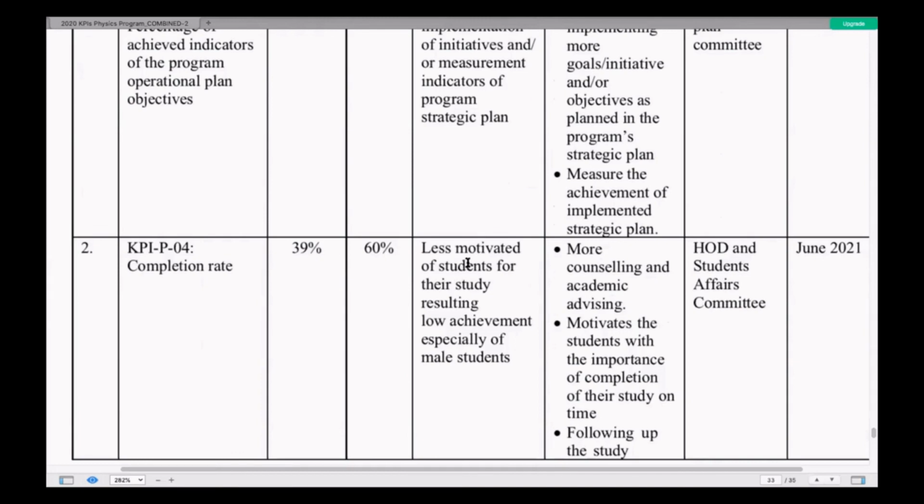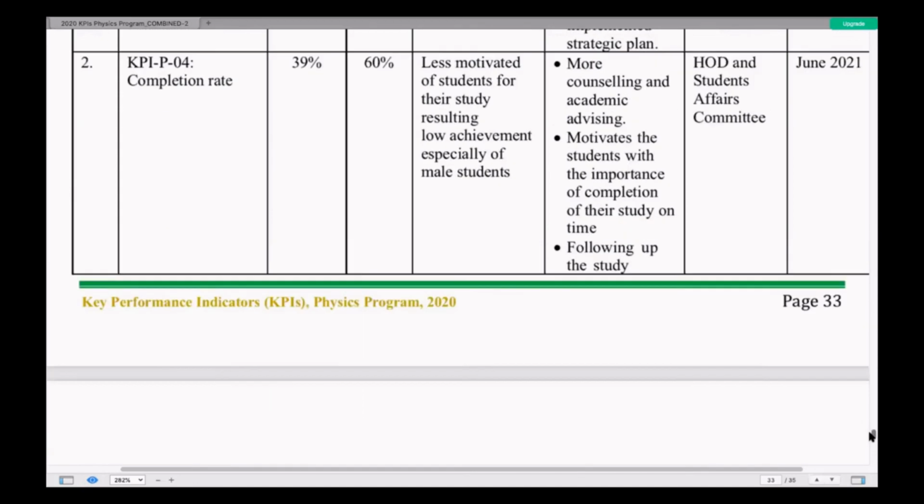For KPI number 4, for example, it is still less than 60% as your target. We say they are low because some of the students may be less motivated for their study. That's why we suggest more counseling and academic advising for them, to motivate them. Of course, the HOD and the student affairs will be responsible for this.